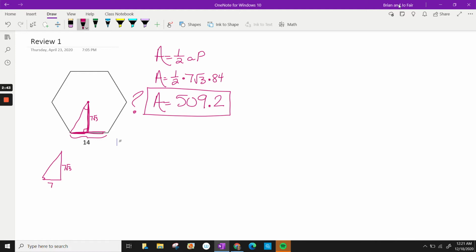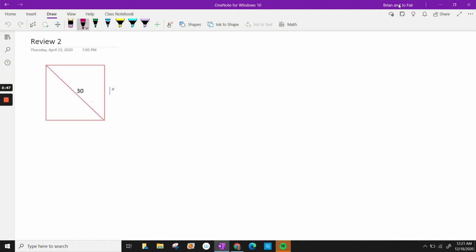Now let's try another one. From yesterday, what do we have here? This is kind of a weird one because actually I was going to throw something new at you a little bit here. It's using what we know about 45-45-90s because this is a square, and when you drop that angle, that's a 45-45-90.